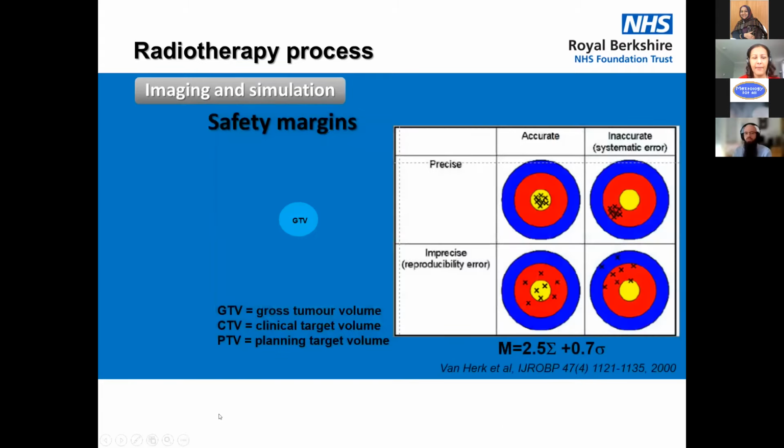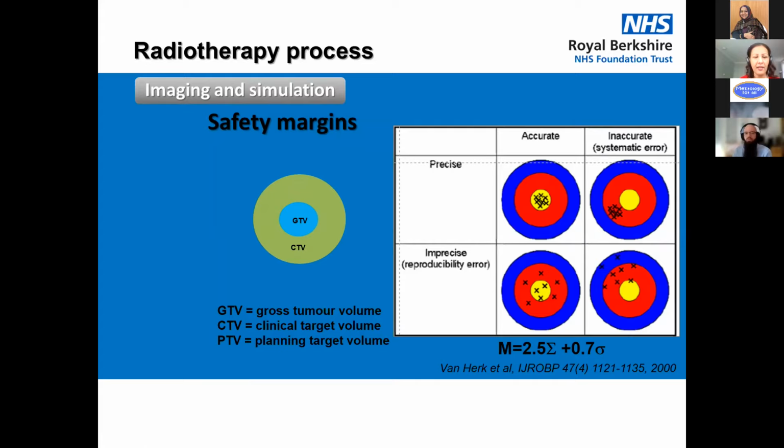And then, as I said, the doctor outlines the tumor, and this is what is known as the gross tumor volume, or the GTV, and this is what the doctor sees on the CT scan or the MRI. They outline this, but we also apply clinical target volume margins around the GTV, and this is to cover the microscopic disease that doctors cannot see on the CT scan.